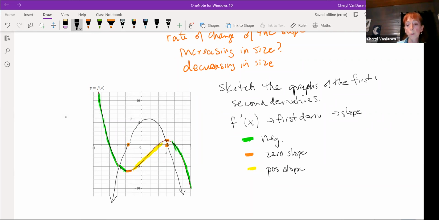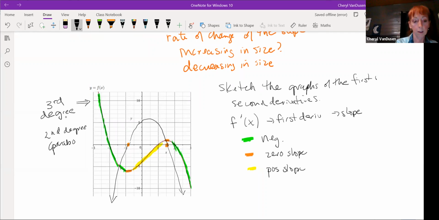Something else that is super helpful, got to go back to polynomials. This is basically a 3rd degree polynomial. Remember, we know that because it has 3 x-intercepts. It changes direction twice. So the first derivative has to be a 2nd degree, which is a parabola. So keep that in mind. And that's the problem we have. So the derivative is approximately like this nice little parabola.